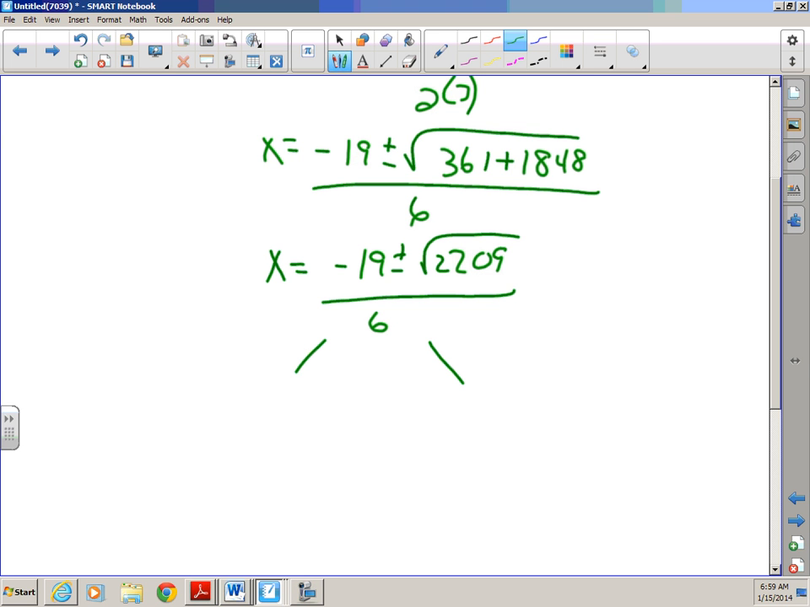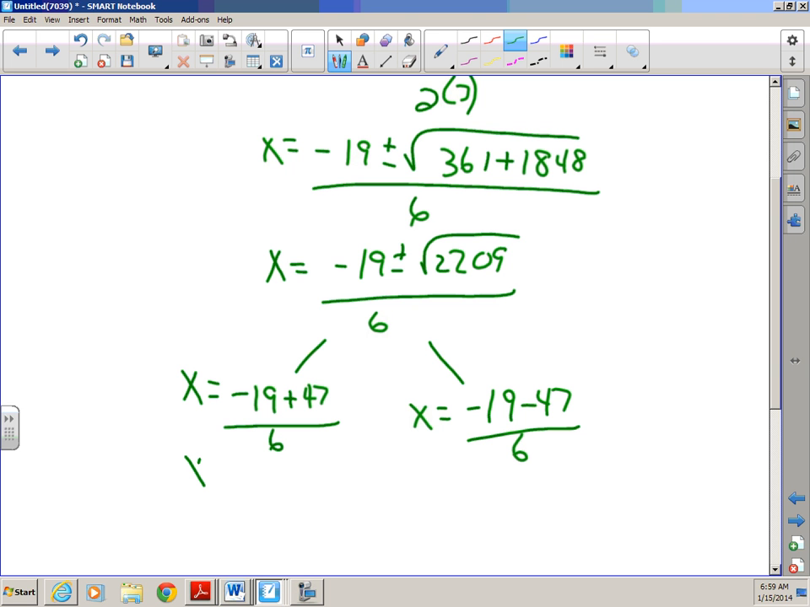Now, we'll do this in class, but when you do this on your calculator, if it doesn't work out to be a perfect square, punch everything into the calculator as it exists. But in this case, it works out to be 47. And we get x is equal to 4.6 repeating, and x is equal to negative 11.